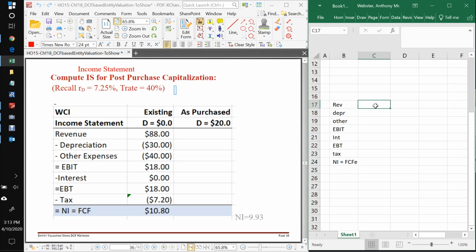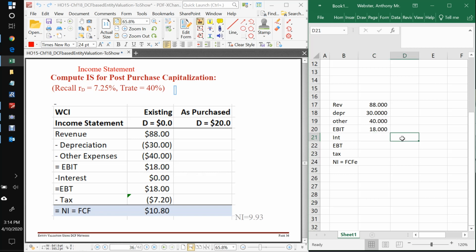After the firm is purchased with this loan of $20 million, is that going to affect the revenue? No, so that's still going to be 88. The depreciation is not going to change, so that'll still be 30. Other expenses are not going to change either, that's 40. To get our EBIT, we take this minus these two, and our EBIT is exactly what it was before, as we would expect.